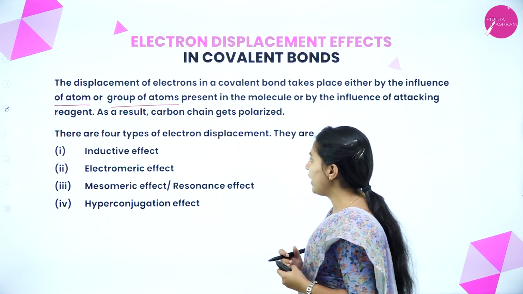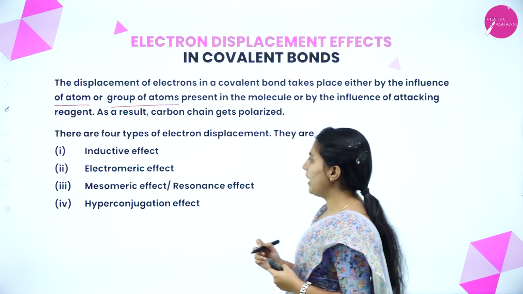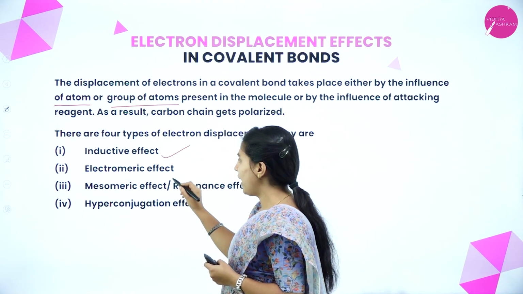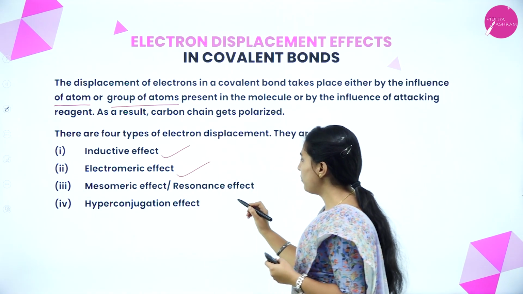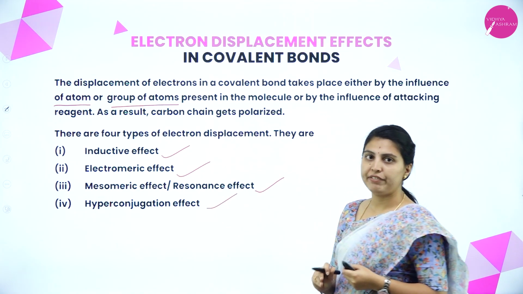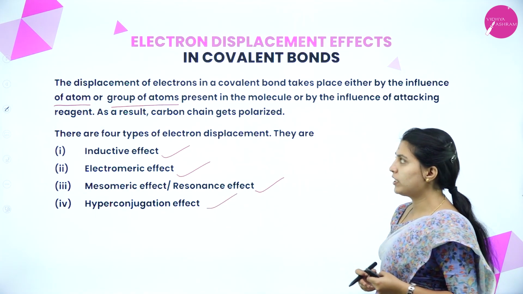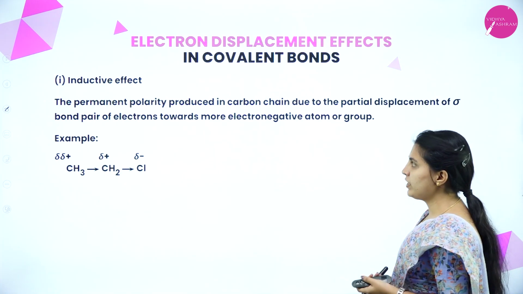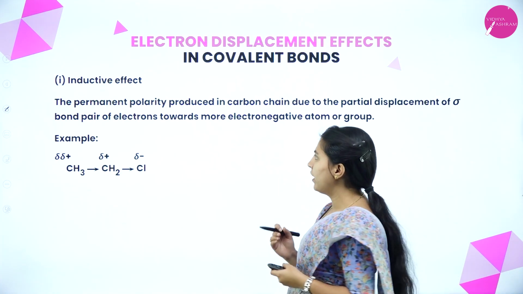There are four types of electron displacement. They are inductive effect, electromeric effect, mesomeric effect or resonance effect, and hyperconjugation effect. These are the four electron displacement effects. First, we will see inductive effect.